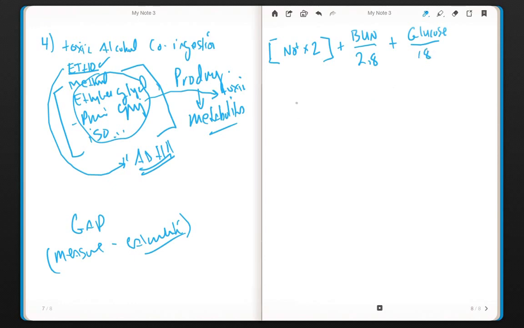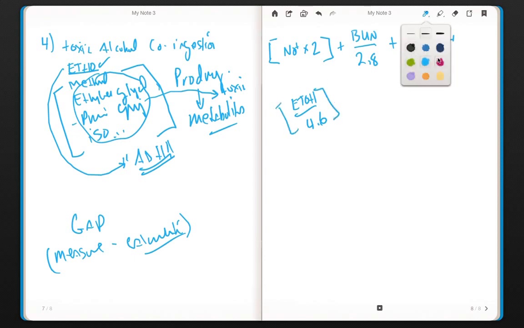And if we had the ethanol level, we could even compensate for that. We could take the ETOH and divide that by 4.6. So I should put a plus there. So if we go back to our labs, let me just select a different color here.